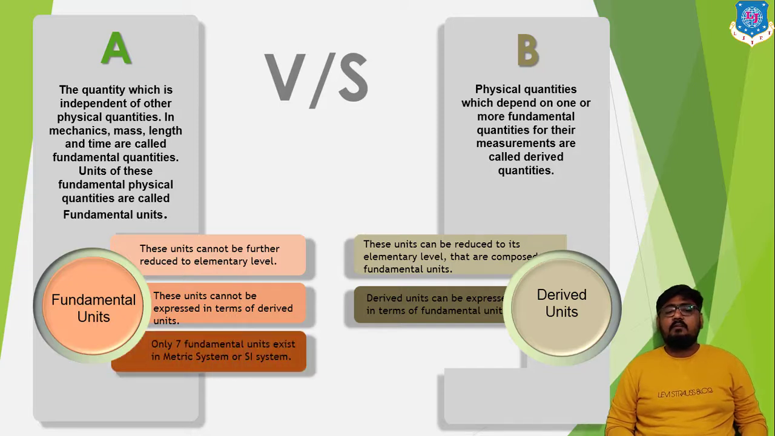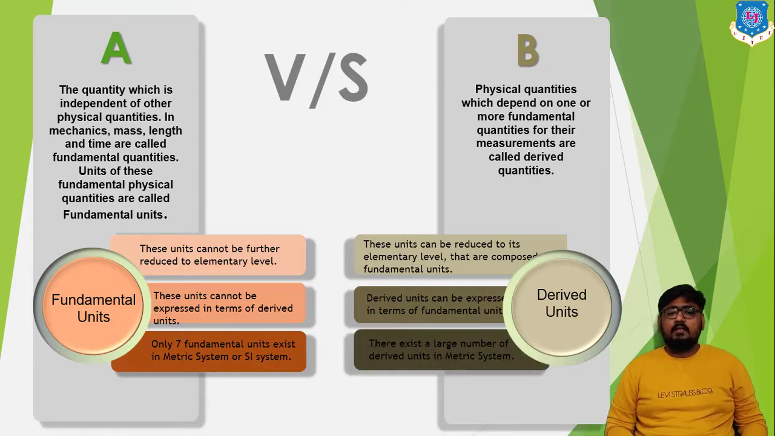There are only 7 fundamental units in existence, in the metric system or the SI system, whereas there exists a large number of derived units in the metric system. So this is the basic difference between fundamental units and derived units.